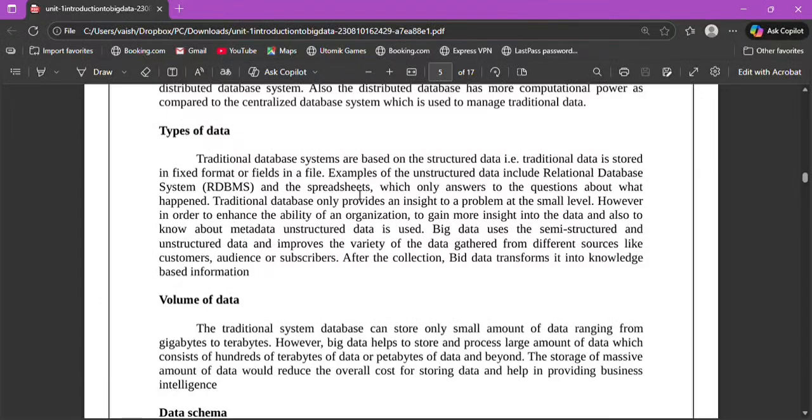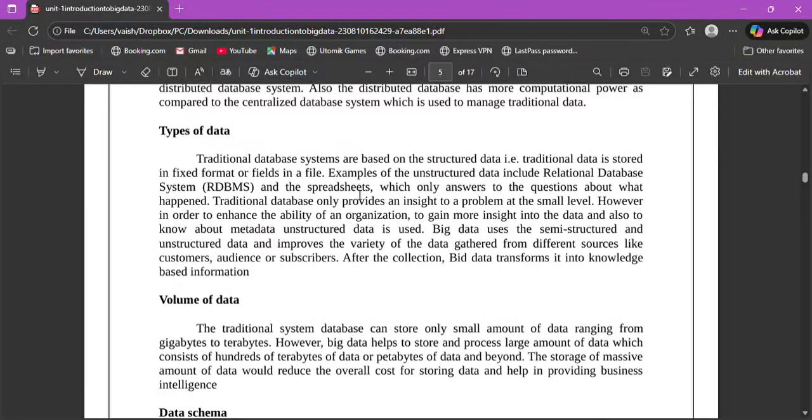However, in order to enhance the ability of an organization to gain more insights into the data and also to know about metadata, unstructured data is used. Big data uses the semi-structured and unstructured data and improves the variety of data gathered from different sources like customers, audience, or subscribers. After the collection, big data transforms it into knowledge-based information.